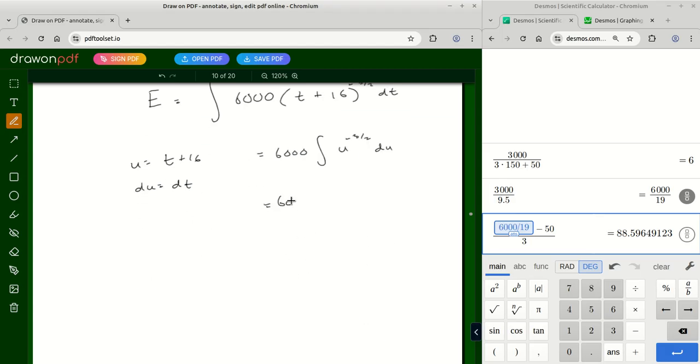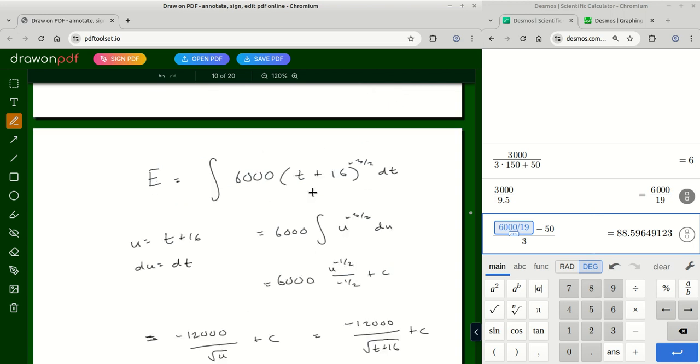I'm going to add 1 to the power and divide by the new power. So that's actually going to be a negative half. The negative half, the 2 comes to the top. It actually makes this a negative 12,000, and then it's divided by the square root of U, essentially. It's like half power. And U is equal to this thing right here, T plus 16, plus C.